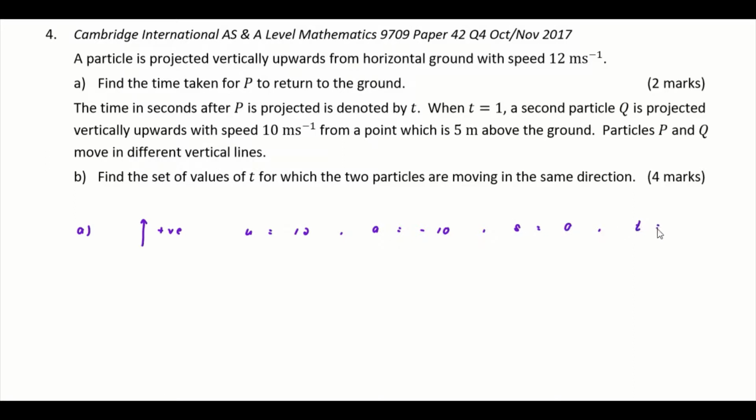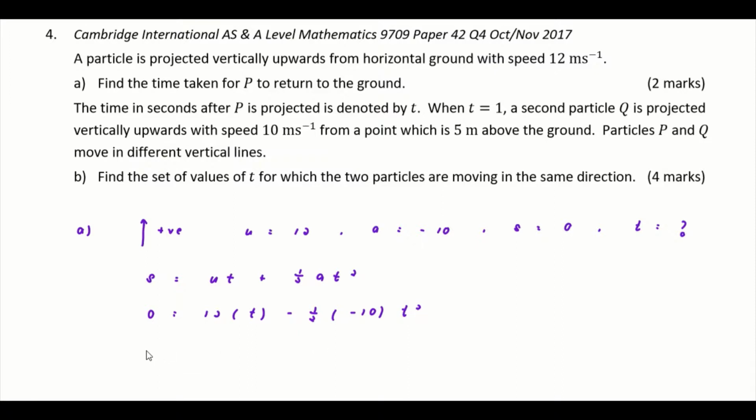So the time we want to find, which is T. All right, so with U, A, S, and T, we can use the formula S equals UT plus 1 over 2 A T squared. So let's substitute: 0 is equal to 12 T minus 1 over 2 A T squared. All right, so now we can try to get our answer for T.